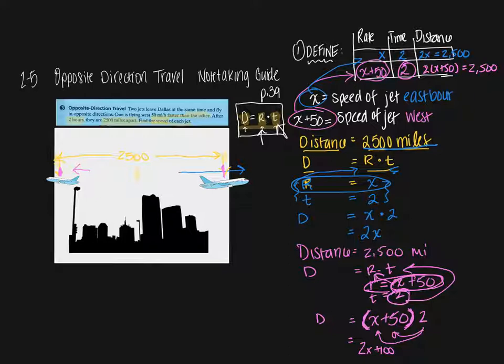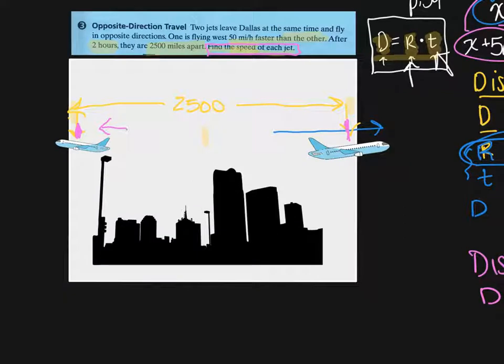Okay, so now I need to get back to what I want to know. Ultimately, this question was wanting me to find the speed of each jet. Cool. So how do I find speed of each jet? Well, let's come back and look at my picture again. Remember that both of my jets started about here, and they took off at the same time. My blue one is going this way, and then my pink one is going this way.